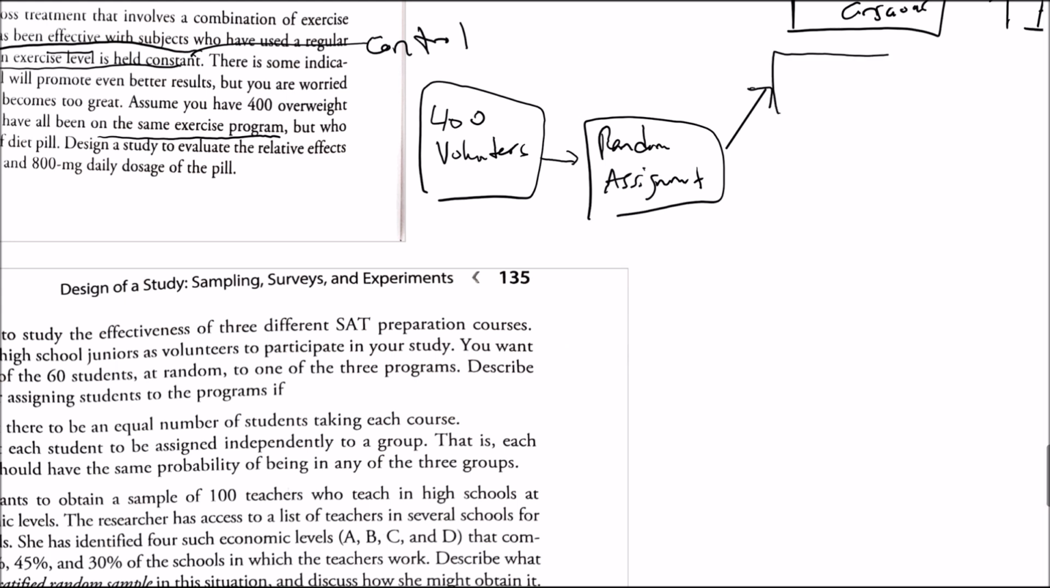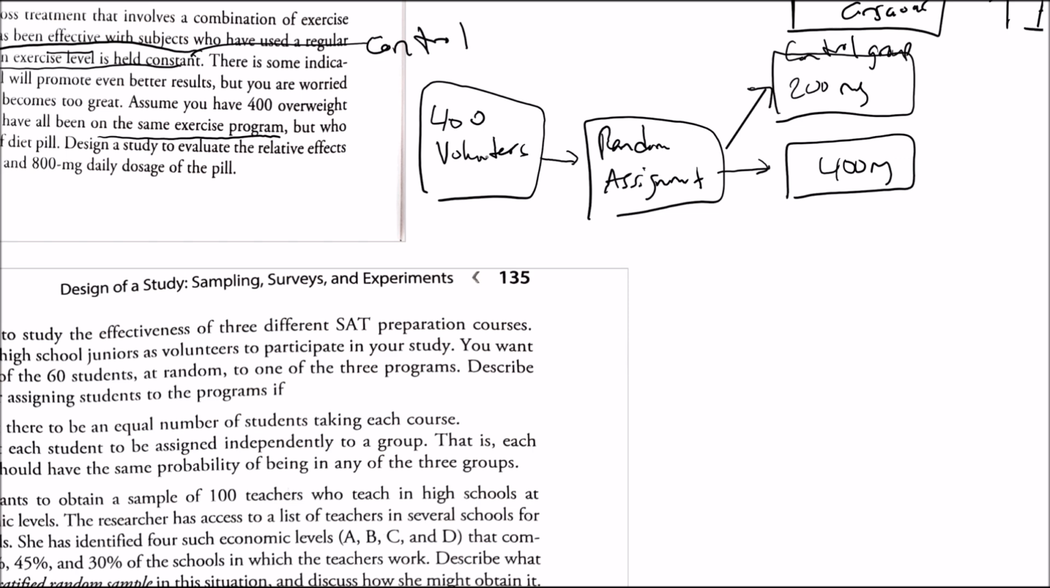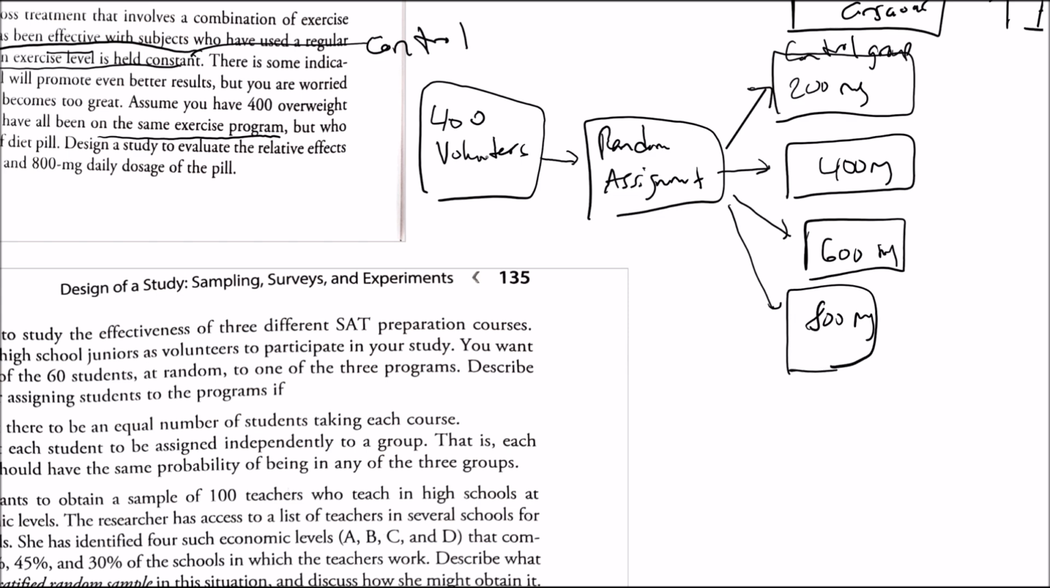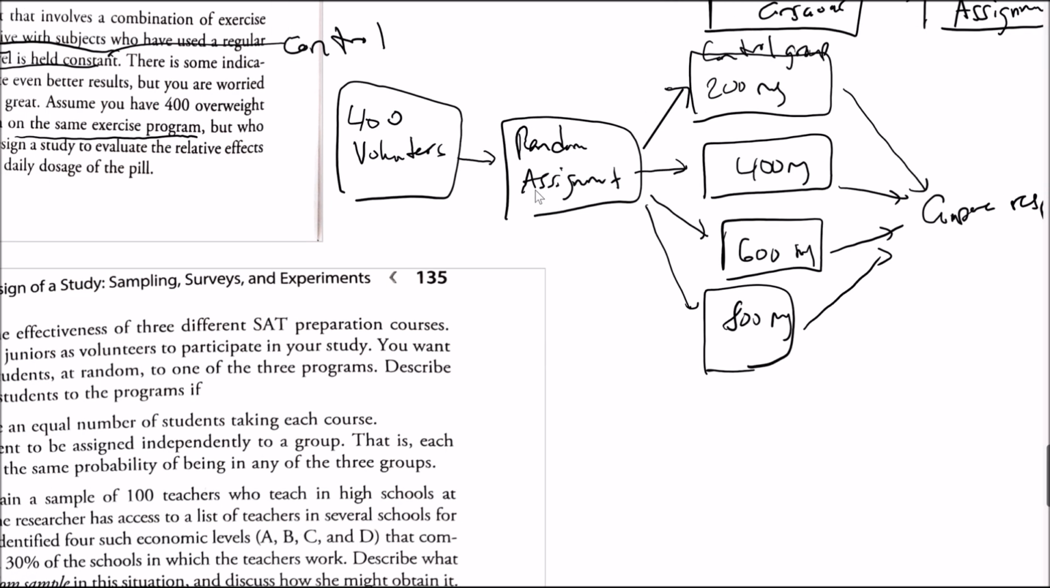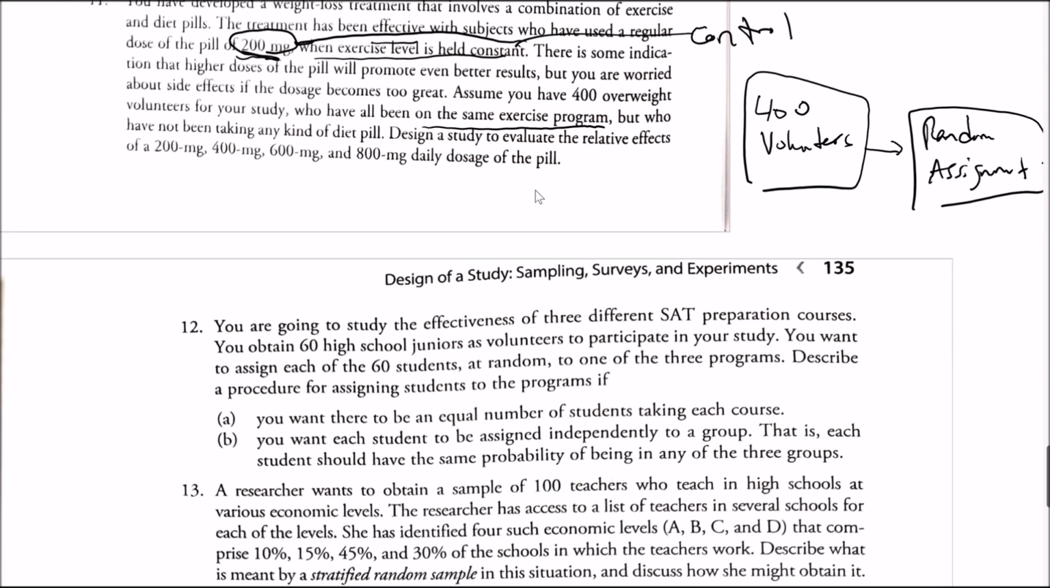So in this case, we're going to have a control group, which is the 200 milligrams. You're going to have 400, 600, 800. And then you're going to compare their effects, right? Compare responses. All right, so there you go. So there's an example of that design there.